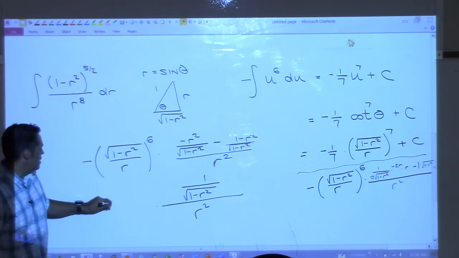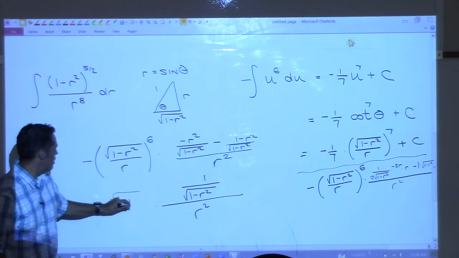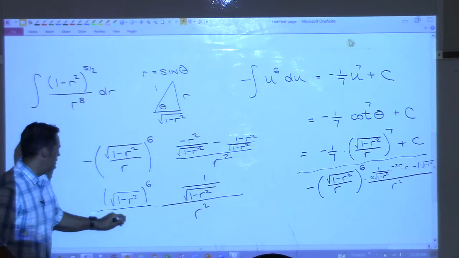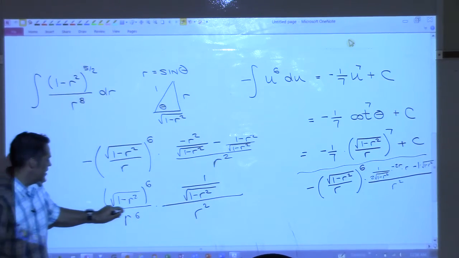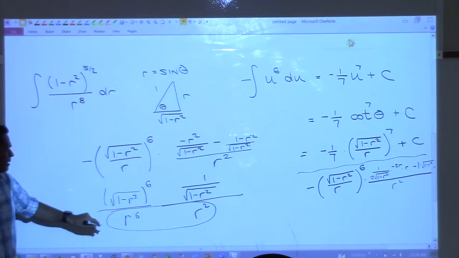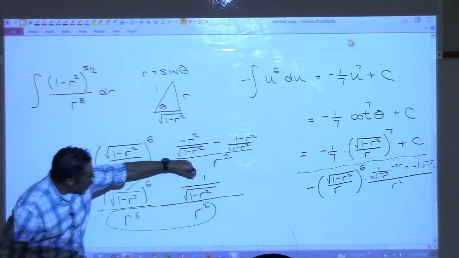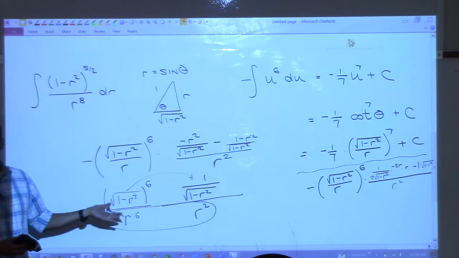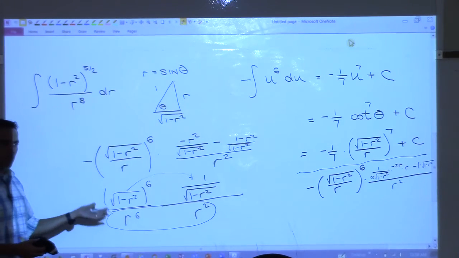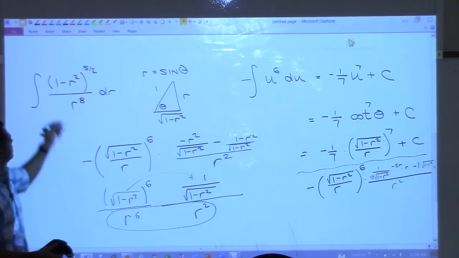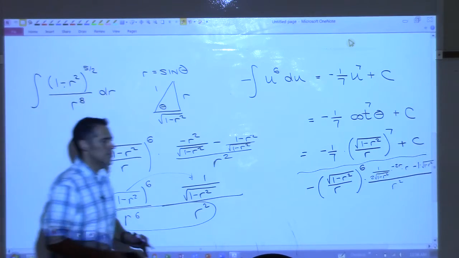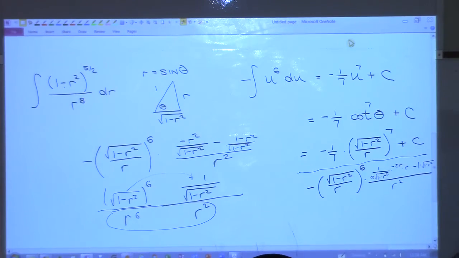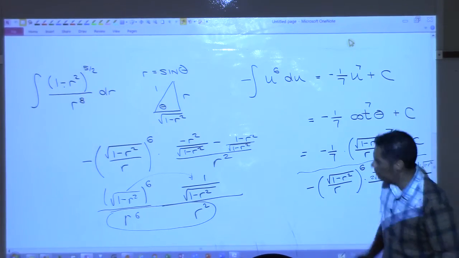And then I'm going to just go ahead and take that square root of 1 minus r squared to the 6th, put it over r to the 6th, and I can already see that those two together give me r to the 8th. And then this on top of that one of them cancels. So you get 5 of them. So you get square root of 1 minus r squared to the 5th, which is that. So it works. Yeah. Good. It better work.